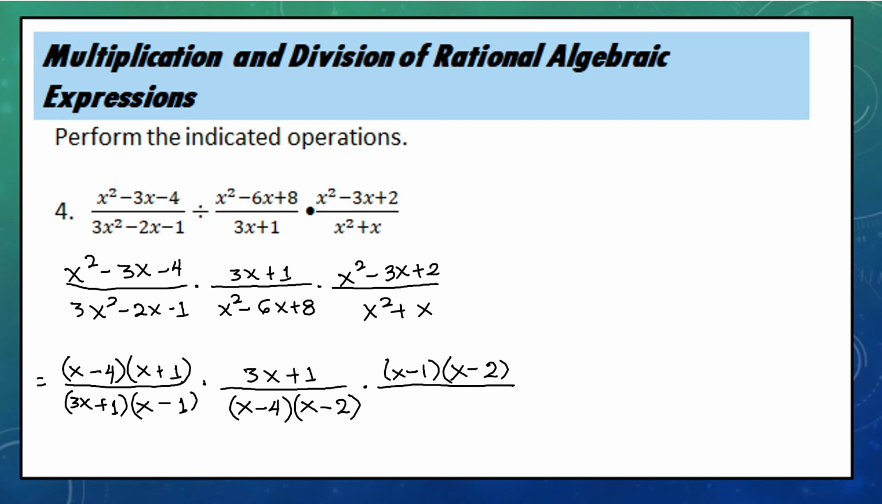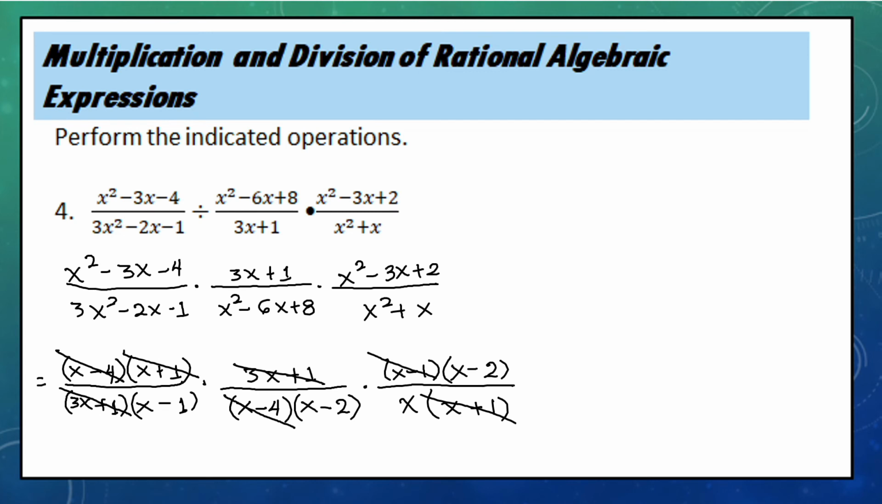So the last denominator has a GCF of x. The remaining factor will be x plus 1. After we factor everything, we can now apply cancellation. So let's find them. The x minus 4 can be cancelled with the x minus 4, the exact same binomial. Next, we have x plus 1 and this x plus 1, which can be cancelled. And 3x plus 1 can be cancelled with 3x plus 1 here. Exact same binomial. Basically, they all become 1.